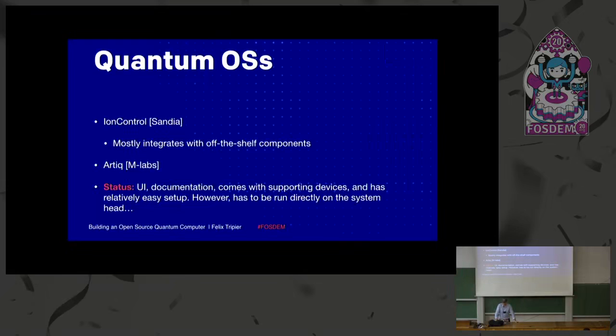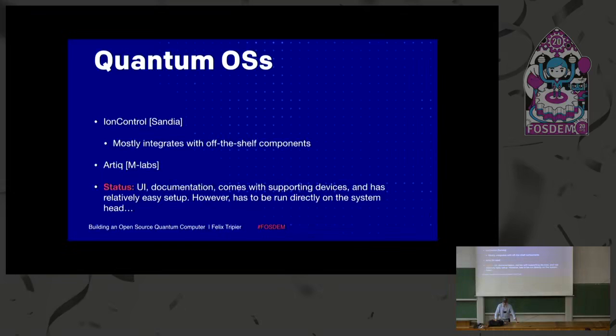And ARTIQ is kind of the same thing. They run on M-Labs' open source hardware, and they're very tightly coupled. So these control systems require specific hardware components. So you're either buying them off the shelf or you're using M-Labs' open source hardware. But you don't get a lot of variety in hardware. You can't mix and match the operating system with the hardware.